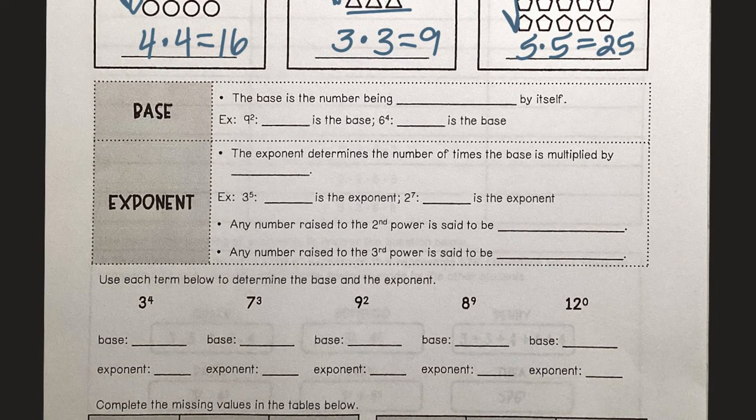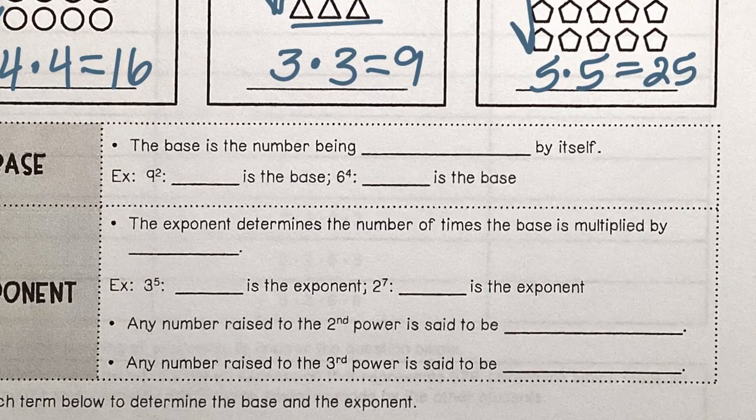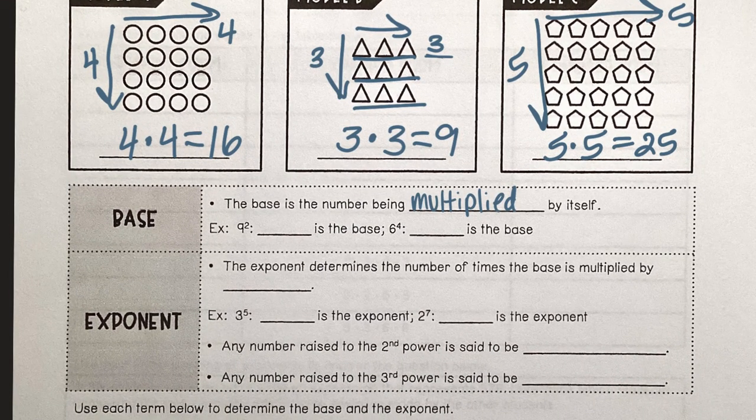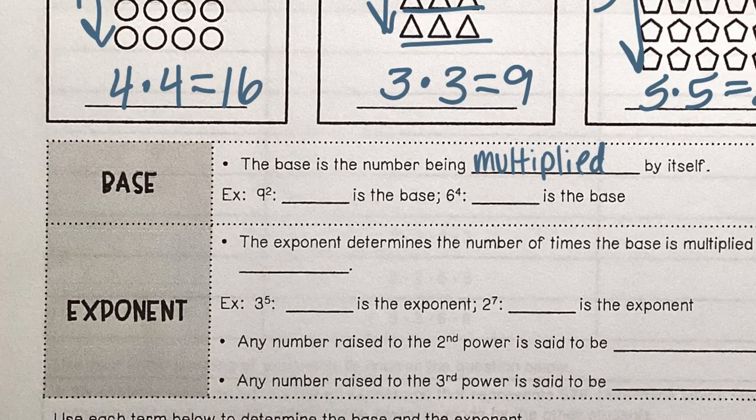Filling in our notes down here talks about the base. The base is the number being multiplied by itself. So in this space here, I want you to write multiplied. Our base number, when looking at these models up here, would be this number right here. It's the number that's being multiplied by itself. So when we're working with exponents, this big number right here is the base. 9 is our base. Not the little 2, but the big number 9.